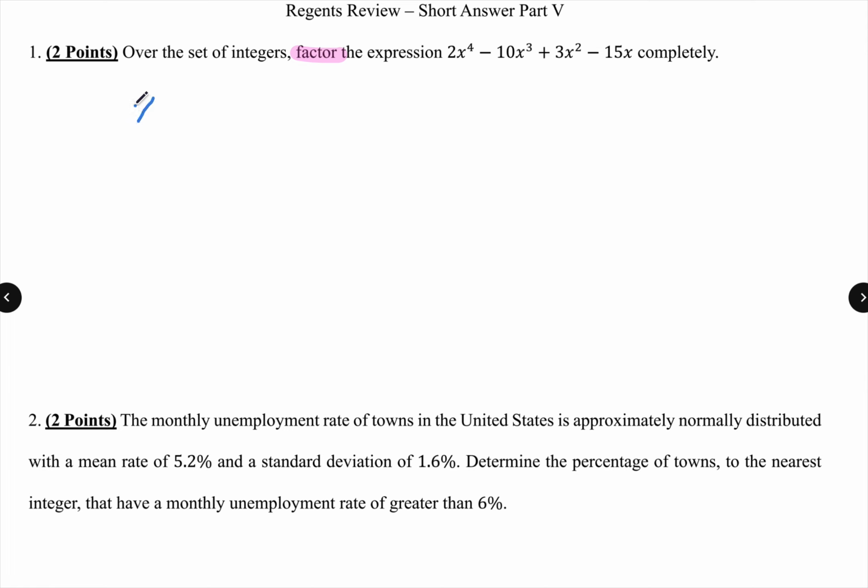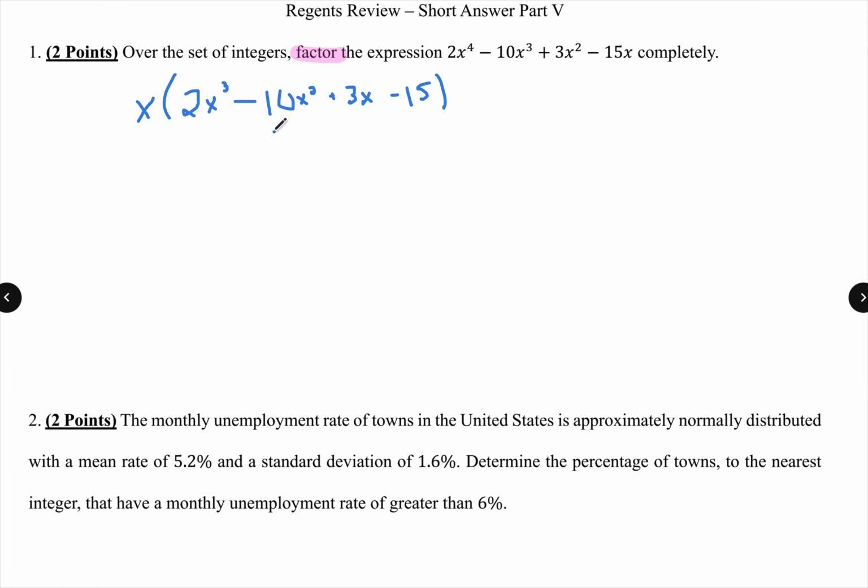That GCF is x. I'm going to rewrite everything, it's going to make my life a lot easier in a minute. So I'm going to say x times 2x to the power 3 minus 10x squared plus 3x minus 15. All I did was take out x from all my terms. And then I see 4 terms. That means let me factor by grouping.